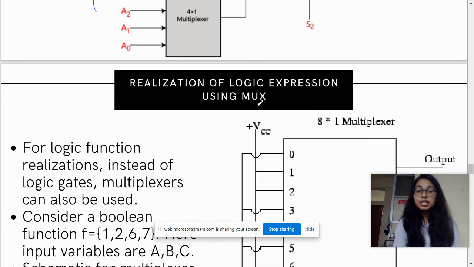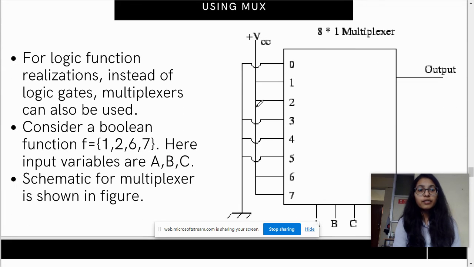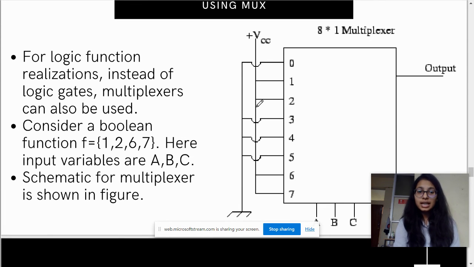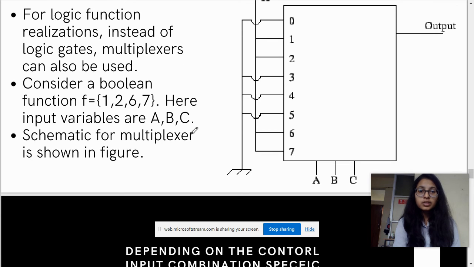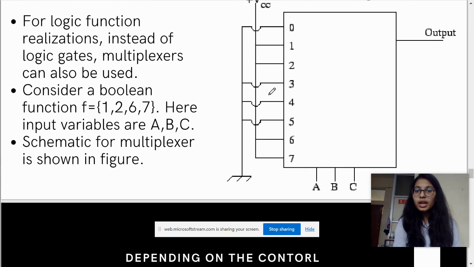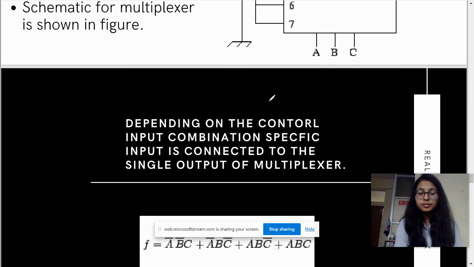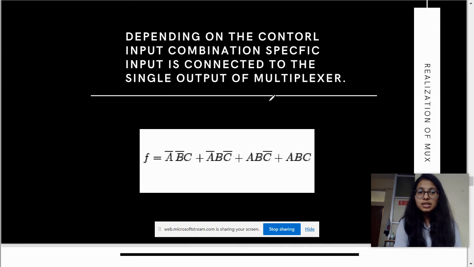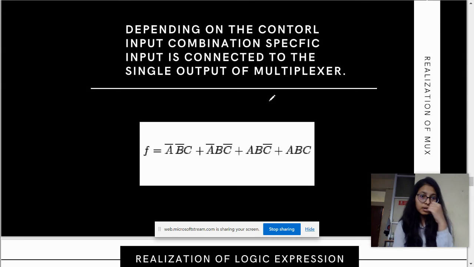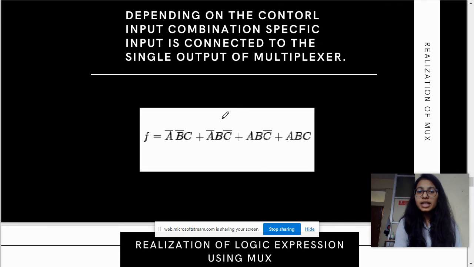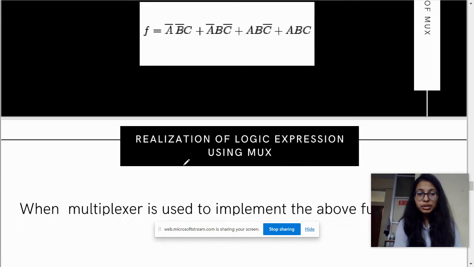Okay. Now, realization of a logic expression using a multiplexer. For logic function realization, instead of logic gates, multiplexers can also be used. Consider a Boolean expression, f equals Σm(1, 2, 6, 7). Here, the input variables could be taken as A, B, and C. Now, how to realize this using a MUX: wherever it is 1, 2, 6, 7, we'll connect it to VCC, that is 1, and the rest of them to ground. Depending on the control input combination, a specific input is connected to the single output of the multiplexer. So we can have this logical expression, as I already told before.